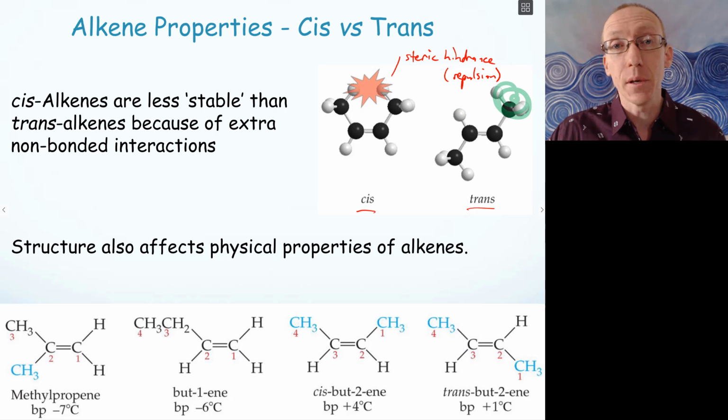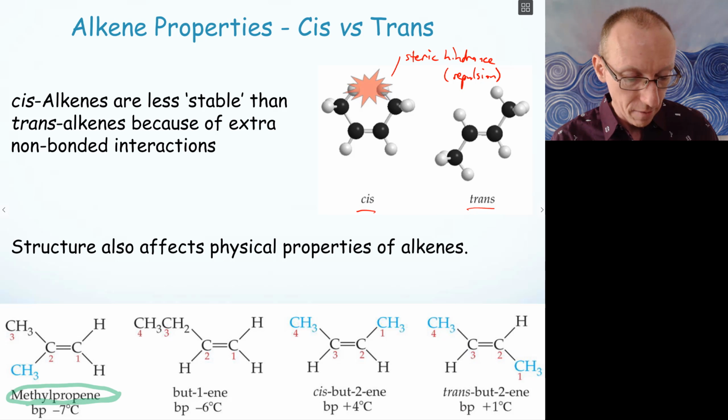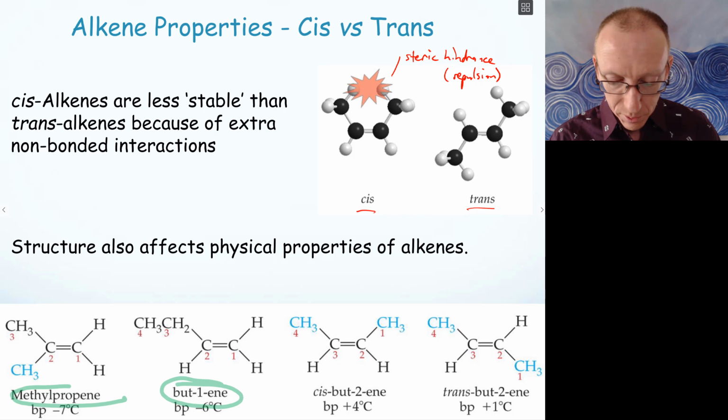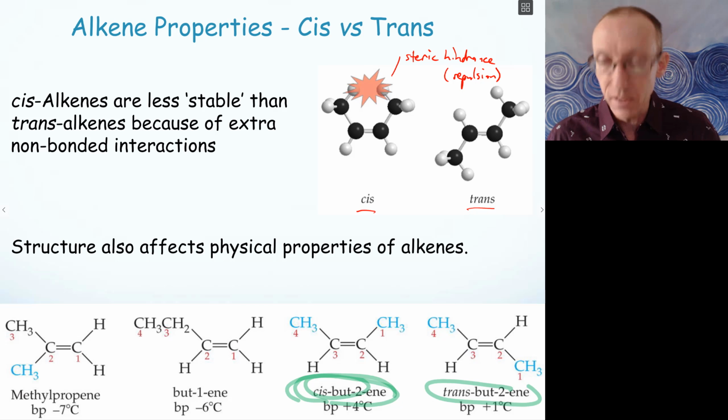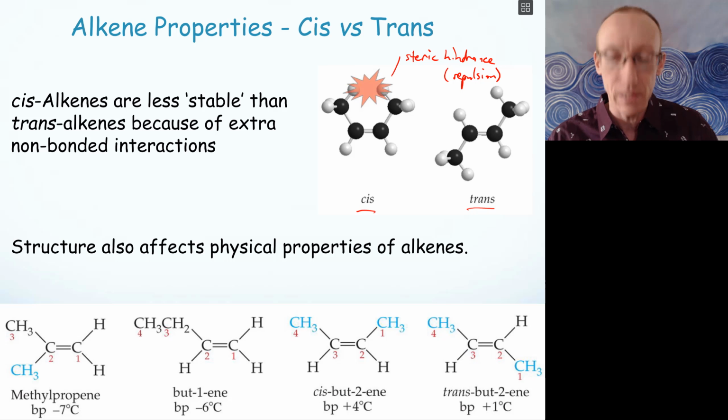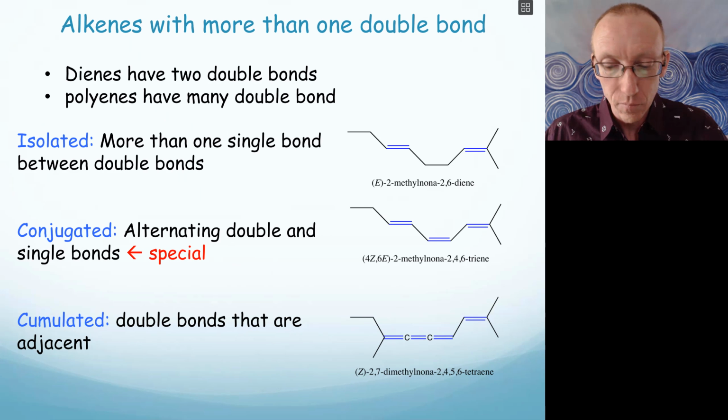So the boiling point of methylpropene, which is a 4-carbon alkene, is different, a very small difference, but it is different to 1-butene. And cis-2-butene is different again, and the cis isomer of that compound is different to the trans isomer in terms of their boiling point. So there's not a large difference, but there are differences in the physical properties of those molecules, and there's a difference in the chemical reactivity as well.